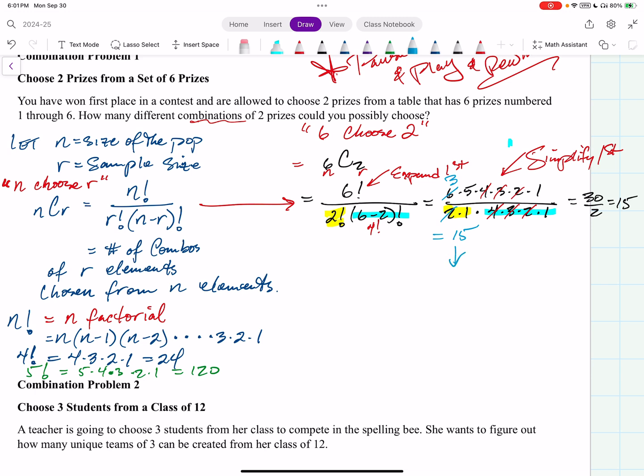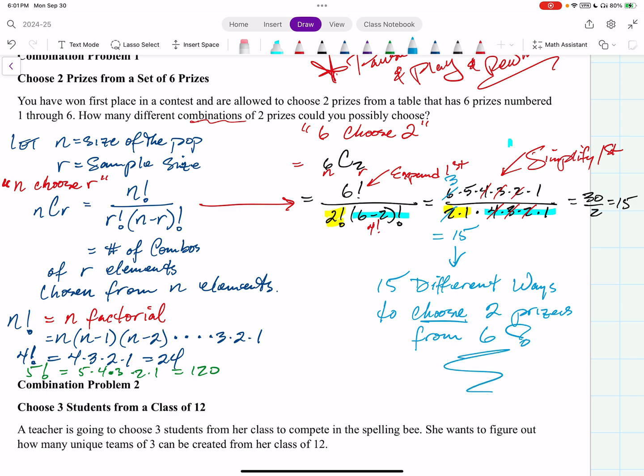So let's write out what it means. There's 15 different ways to choose. Notice I use the word choose again. Two prizes from 6. There we go.